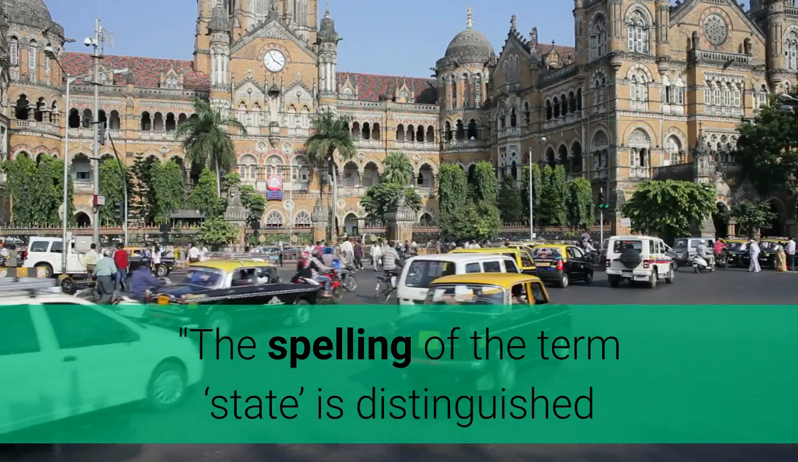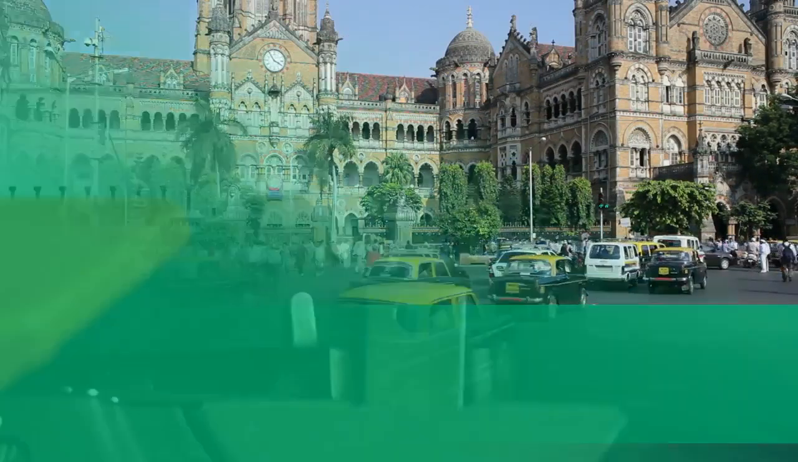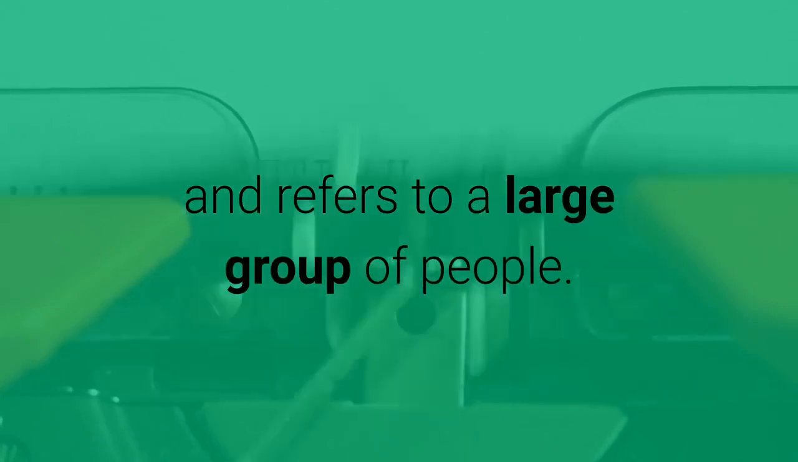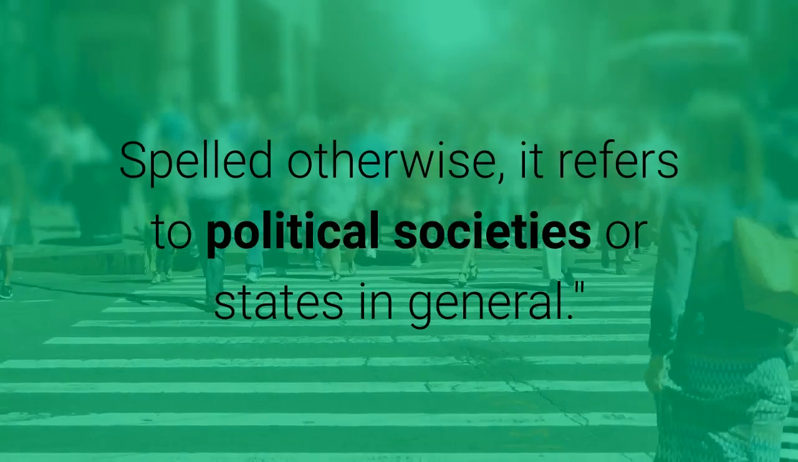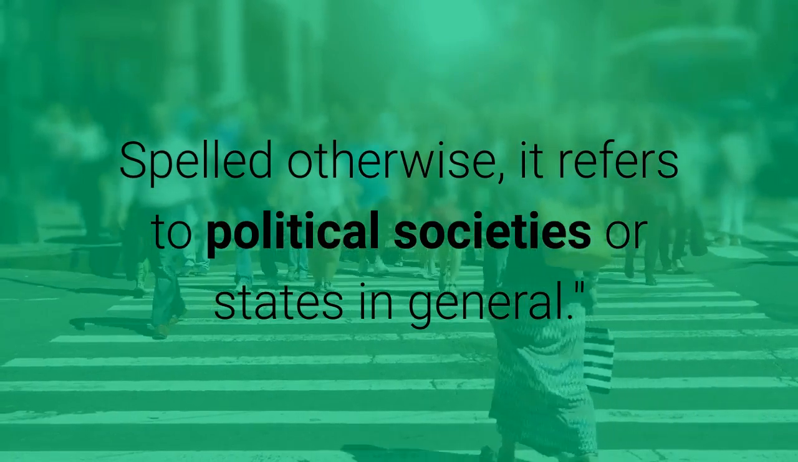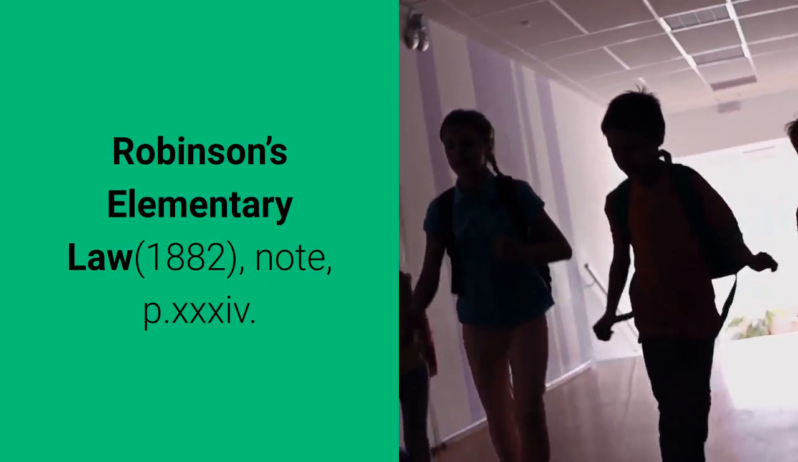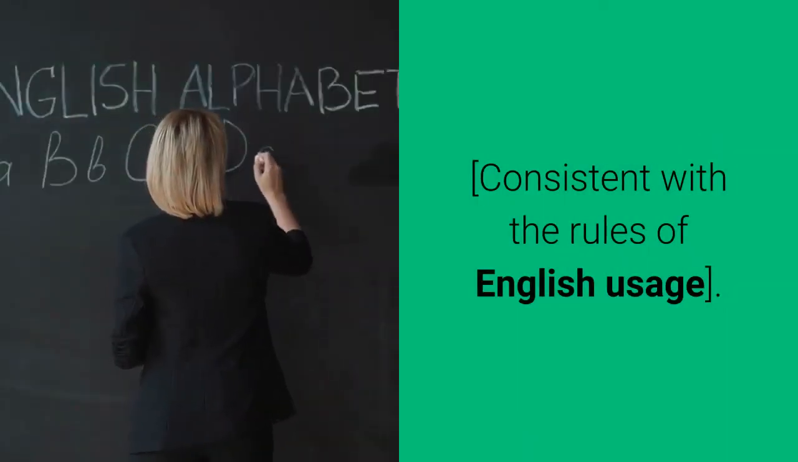The spelling of the term state is distinguished from the terms State, State of, or state. The state lowercase spelling is entirely general and refers to a large group of people. By the word State capitalized is meant one of the states of the American Union. Spelled otherwise, it refers to political societies or states in general. Robinson's Elementary Law, 1882, note, p. XXXIV.